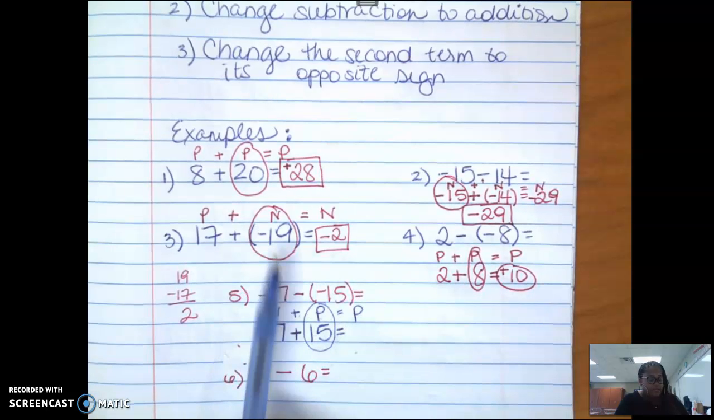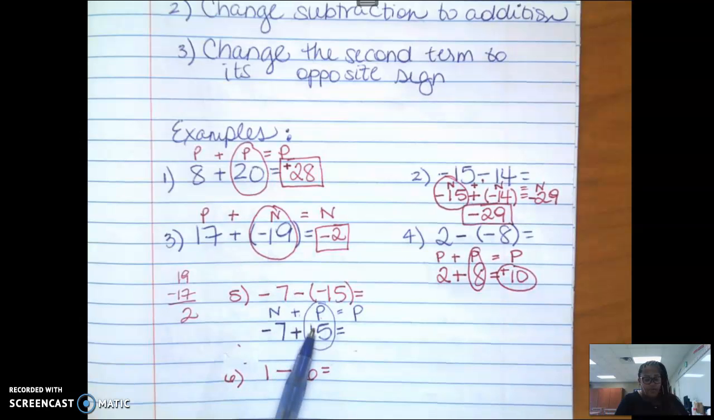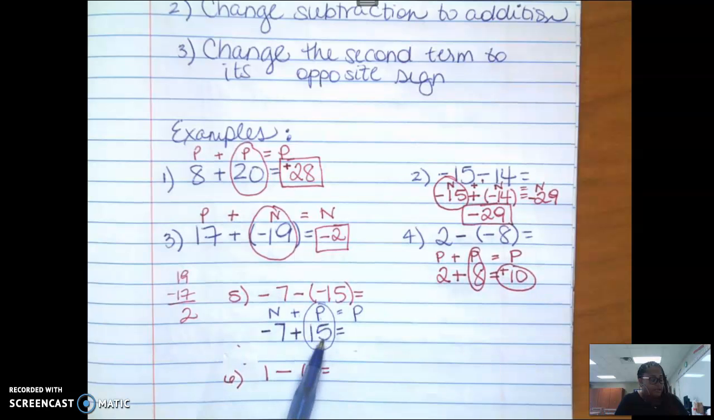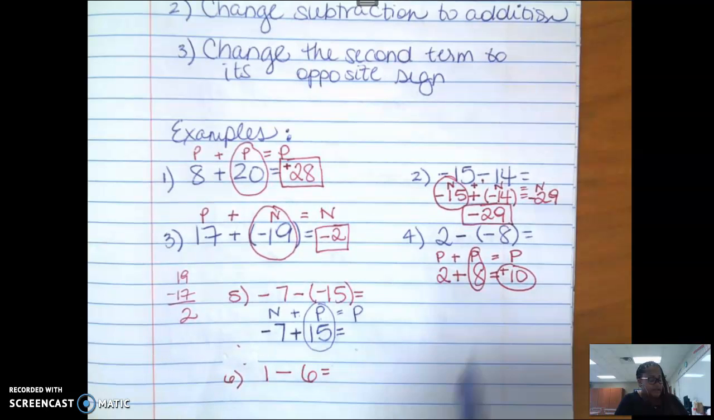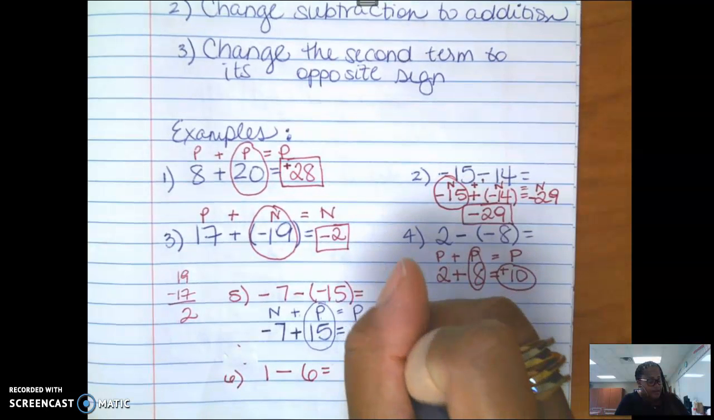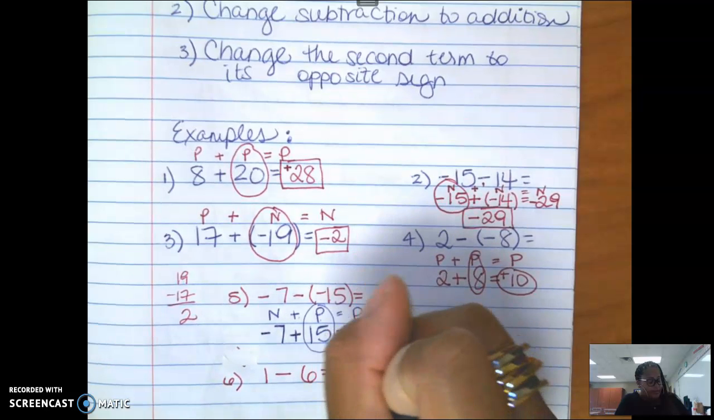So sometimes it will change, and if this is confusing for you, then just apply the rules without writing these labels. So I'm going to subtract these two numbers since they have different signs. 15 minus 7 is 8, and it's going to be a positive 8, and that will be my answer.